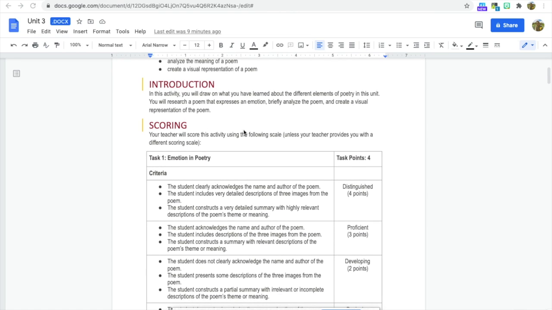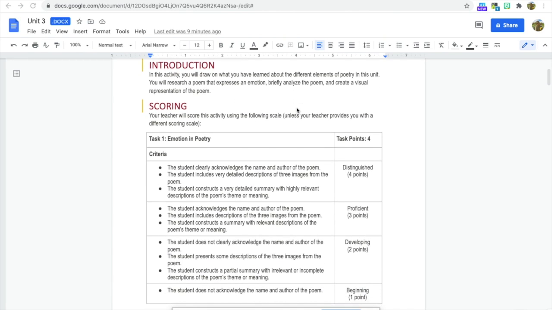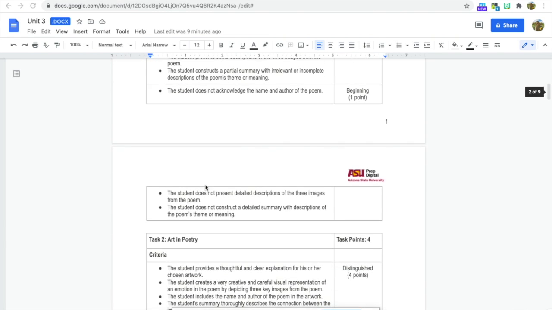Let's read the introduction. You will draw on what you have learned about the different elements of poetry in this unit. You will research a poem that expresses an emotion, analyze it, and create a visual representation for the poem. In order to get full points for this project, you will have to get 4 points in task 1 and 4 points in task 2, which is art and poetry.